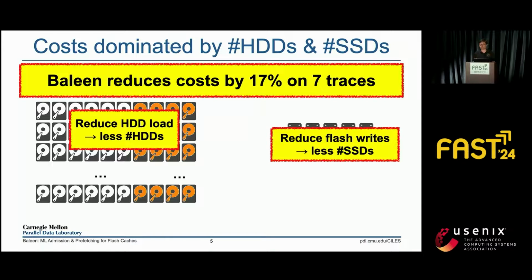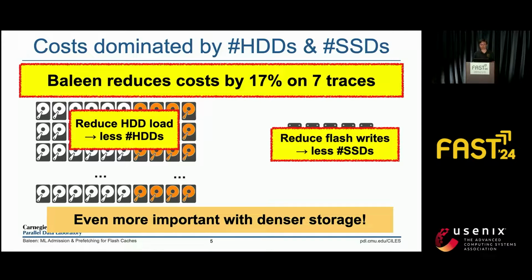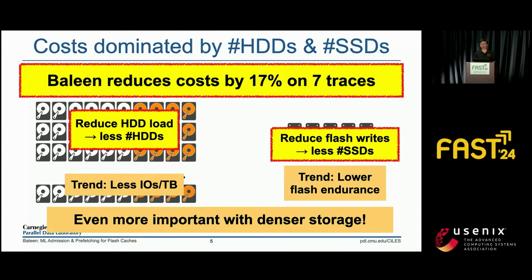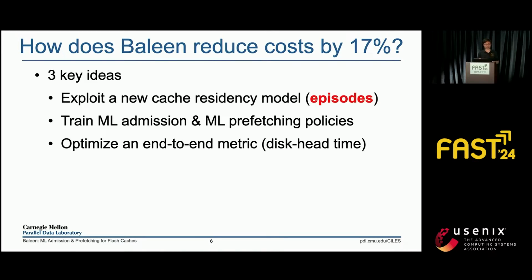Optimizing these two constraints is challenging, and it's only going to get more important with denser storage, with the trend towards fewer IOs per terabyte, and the trend towards lower flash endurance. So how do we achieve this? We exploit a new cache residency model that we call episodes, which we use to train ML admission and ML prefetching, and we optimize those policies for an end-to-end metric that we call disk save time. As far as we know, we're the first cache to optimize for disk save time at the peak. The biggest thing that you should take away from this talk is how we can use the concept of episodes to train ML for flash caching.